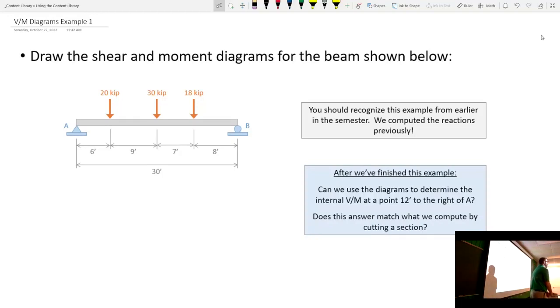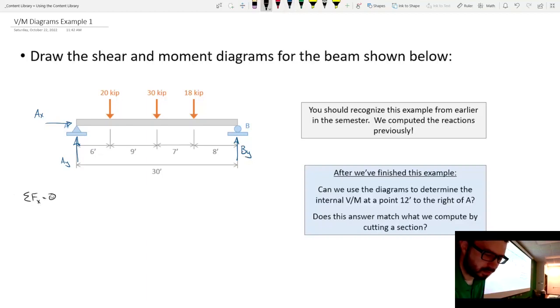But I'm going to go through that part kind of quickly, but hopefully that part should be pretty simple, okay? So let's see. We have a pin support here at A. We have an Ay and an Ax. And we have a By. Now, first off, if I sum forces in the x direction, what does that tell me?